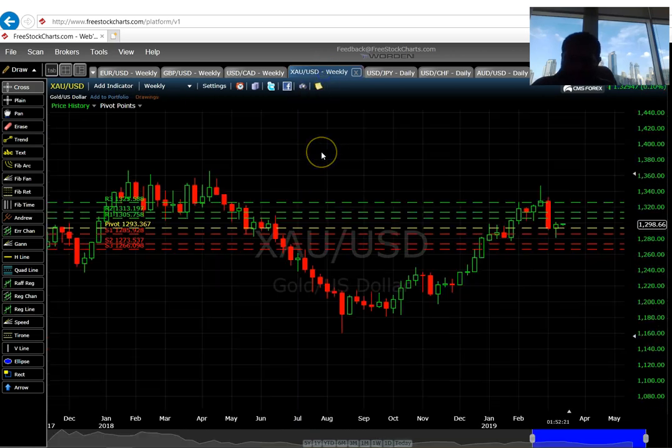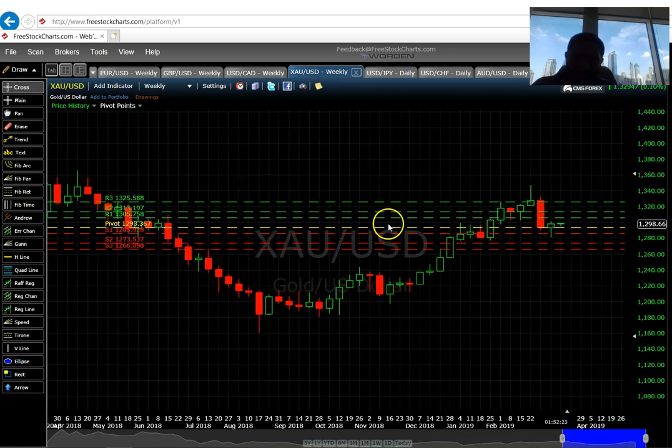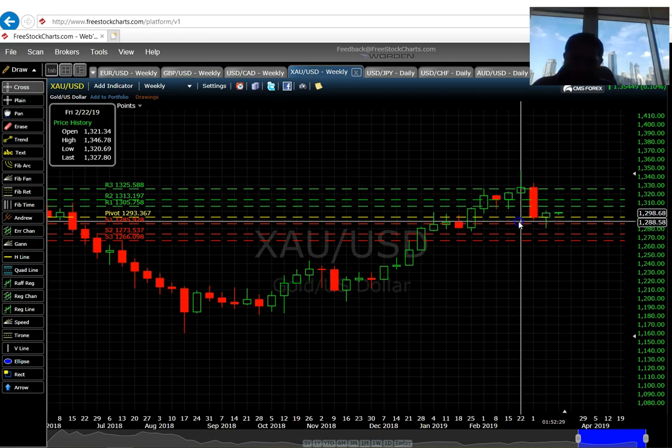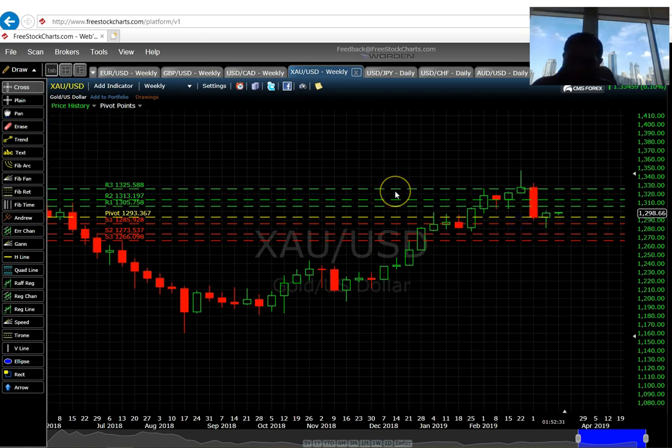Our last pair for this week is gold. As you can see, last week the candle closed and got a major rejection from the level of support 1, which we speculated it would go down to, and we might expect a bounce back from that level, and it happened that we got a bounce back from 1285.928, and currently it's above the pivot.